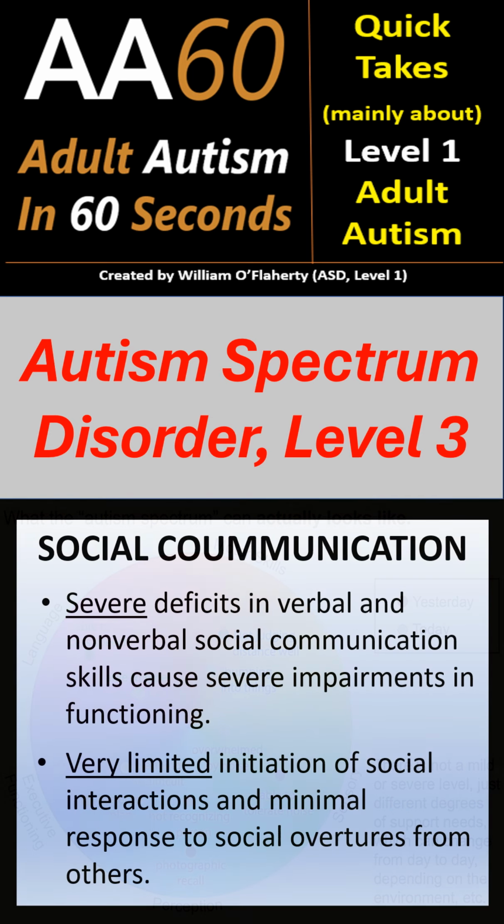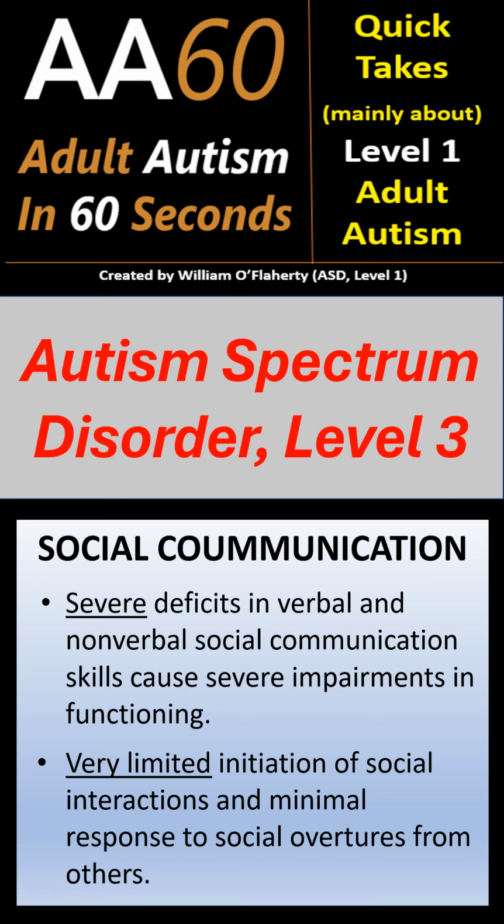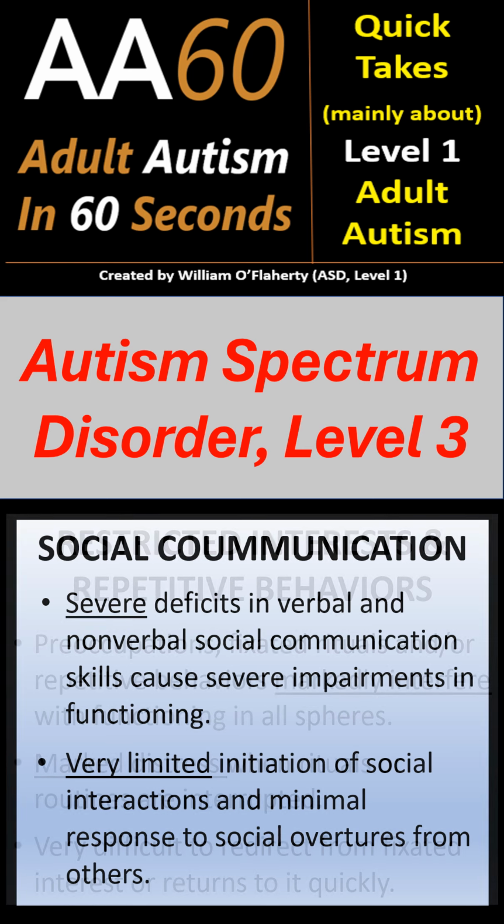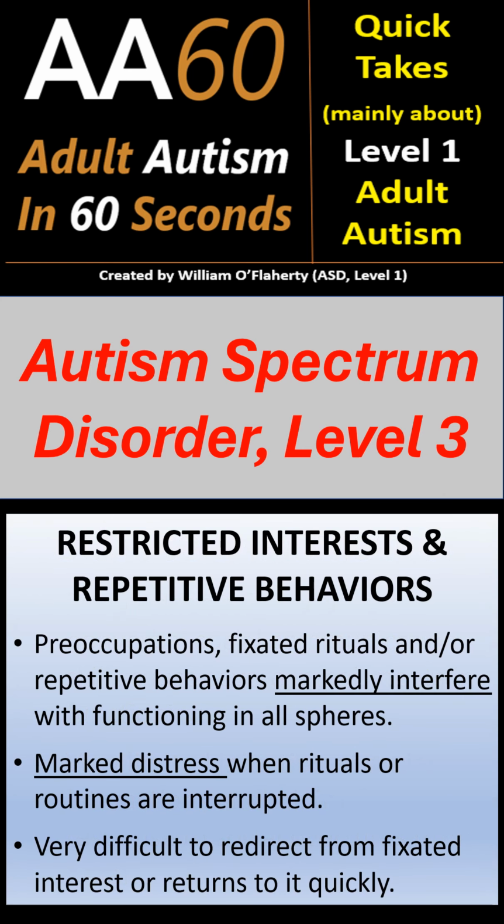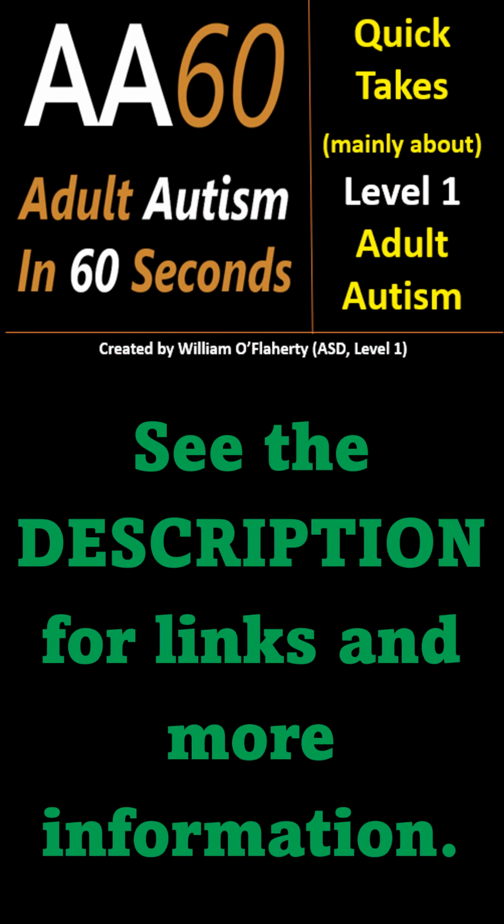Common features of Level 3 are severe deficits in verbal and nonverbal communication to the extent that functioning is greatly impaired. Initiation of social interactions is infrequent, and responses to social overtures is minimum. There is noticeable interference with functioning because of preoccupations, fixated rituals, and/or repetitive behaviors. Additionally, distress is very obvious to others when rituals or routines are interrupted, and there is nearly always a quick return to them.